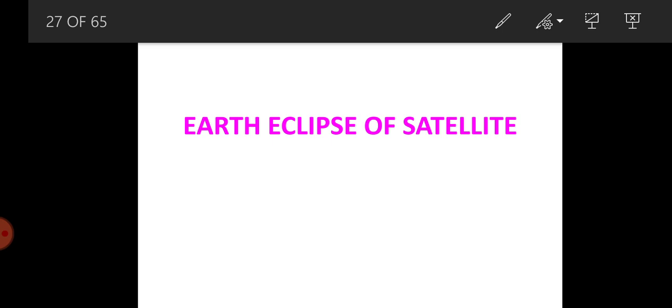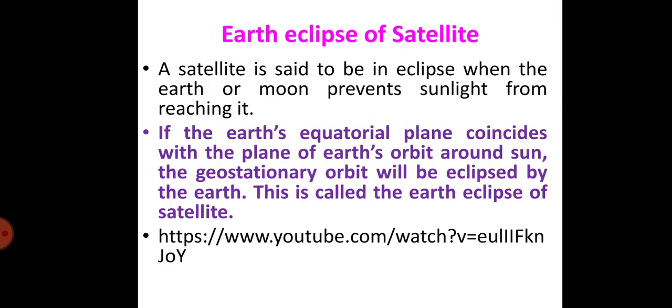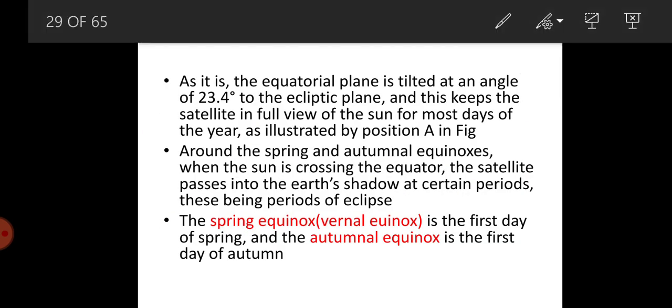As it is, the equatorial plane is tilted at an angle of 23.4 degrees to the ecliptic plane, and this keeps the satellite in full view of the Sun for most of the days of the year, as you can see in this diagram.